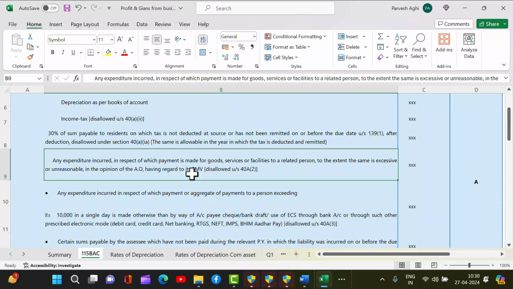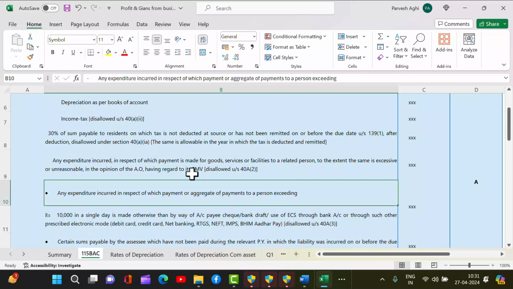Any expenditure incurred in respect of which payment is made for goods, services, or facilities to a related person, to the extent the same is excessive or unreasonable in the opinion of the AO, having regard to its fair market value, is disallowed under Section 40A(2). Okay, have you understood? So any expense which is excessive, compared to what you could otherwise normally buy the same goods for in the market at a lower rate, but you have paid a higher price, that price will be disallowed, to the extent it is higher.